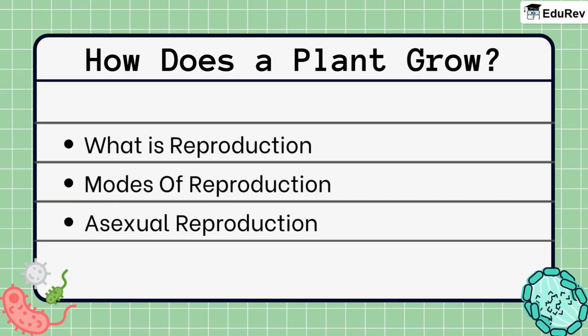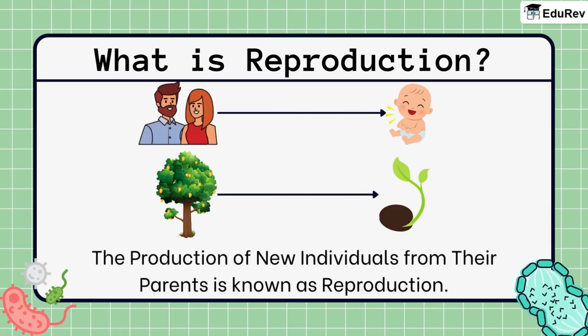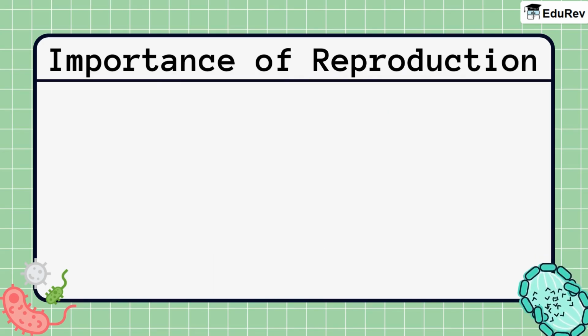In this video, we will also learn about what is reproduction, what are different modes of reproduction, and what is asexual reproduction. First of all, what is reproduction? The production of new individual from their parents is known as reproduction. Now, this is a very important process.